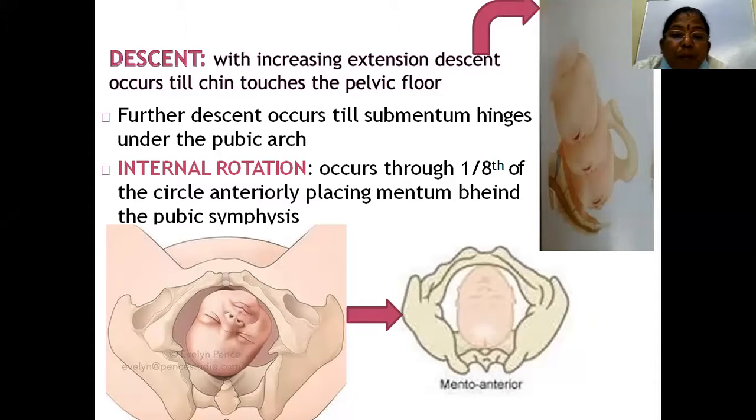Here, what happens is that we say rotation occurs at the level of the interischial spines, but here it is a little lower. The head has to come to the pelvic floor, then there can be rotation. See, the mentum is here, facing towards the opposite side. So there is a continuous descent, and then there is a rotation. Further descent occurs till the submentum hinges around under the pubic arch.